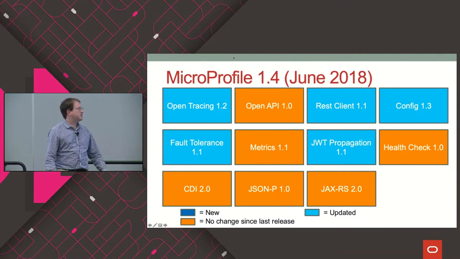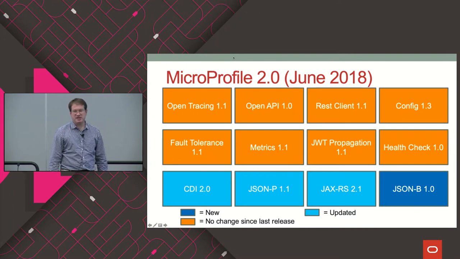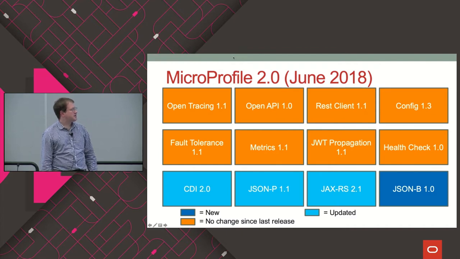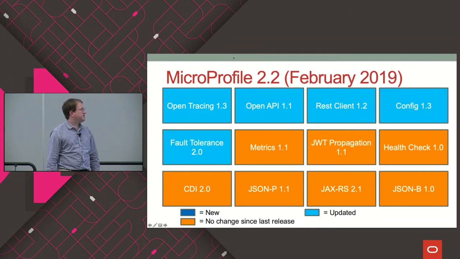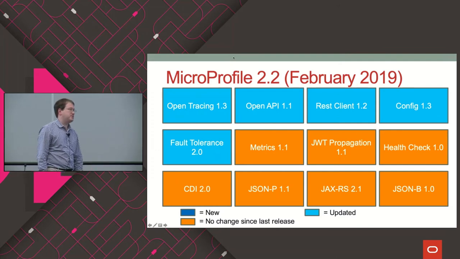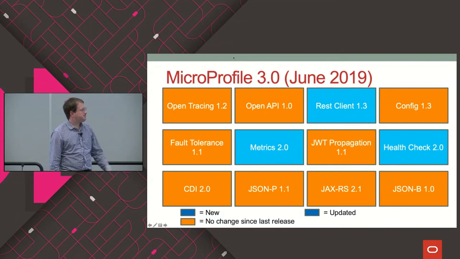June of 2018, once again, we got another update with a whole bunch of new updates to the different specifications of MicroProfile. And then in June of 2018, JSON-B gets added to the standard, which is JSON binding. So that's new, and the CDI stuff and JSON-P, et cetera, get updated. And then OpenTracing gets updated in October of 2018, 2019. So as you can see, it's a release train. Every couple of months, there's another release. And if there are no updates to a specification, that just stays the same. If there are updates or new features to a specification, those then appear, right? So MicroProfile 3 came out in June of 2019.